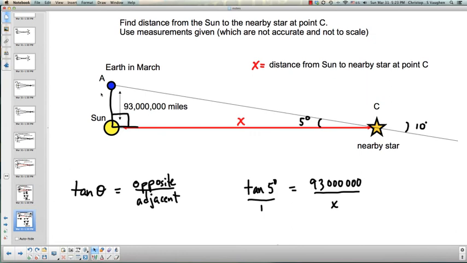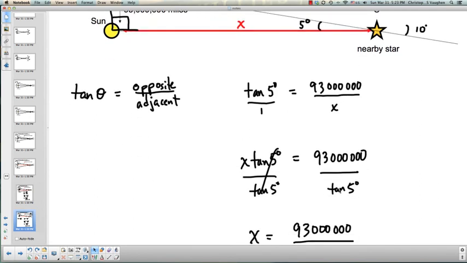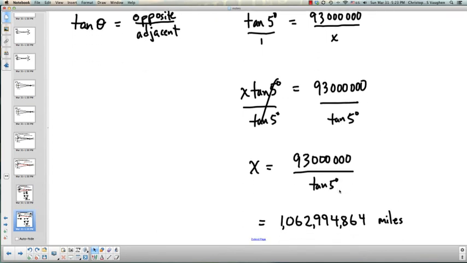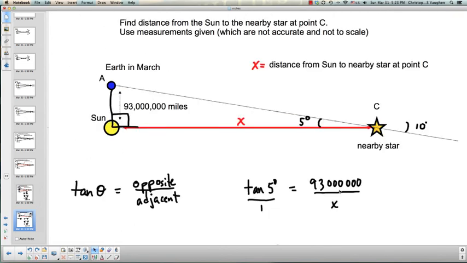93 million miles over here from the Earth to the Sun, and an angle of 5 degrees. I used the tangent of that angle as the opposite side over the adjacent side. So the tangent of 5 degrees is 93 million divided by x, and then we multiply both sides by x, or cross multiplied, and then we divide by tangent 5 degrees. It gave me the answer. So that worked in that last one only because we had a right triangle here.